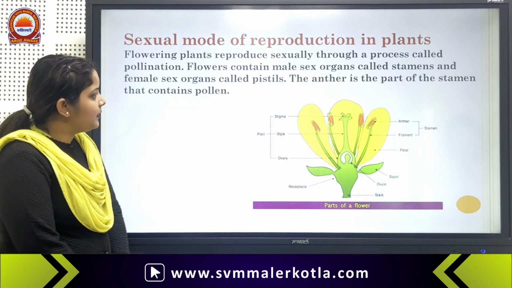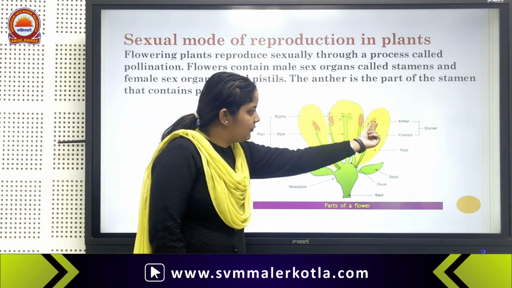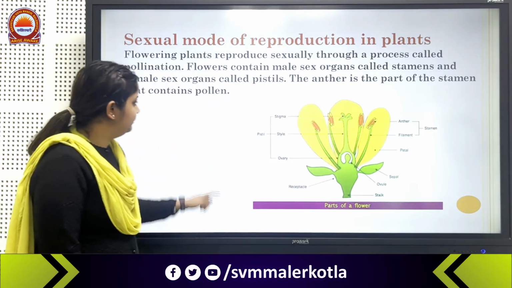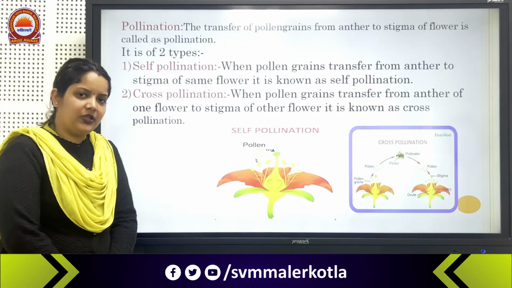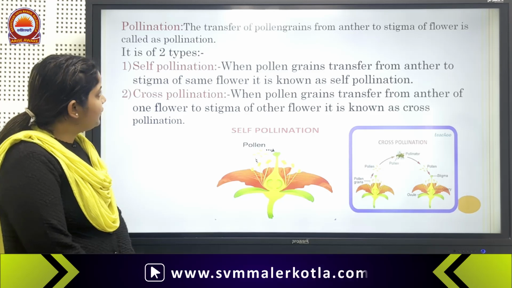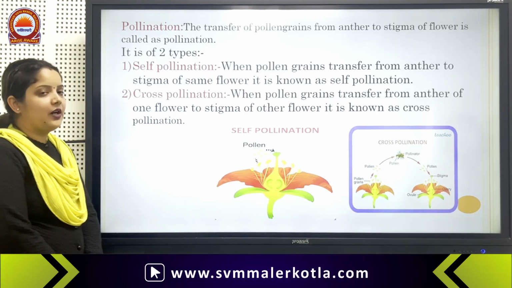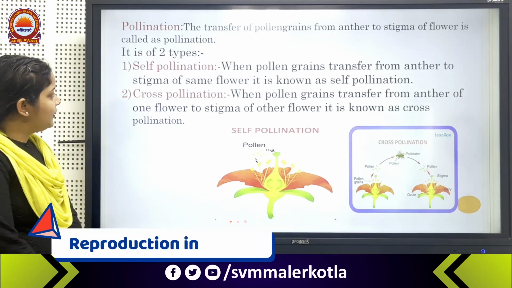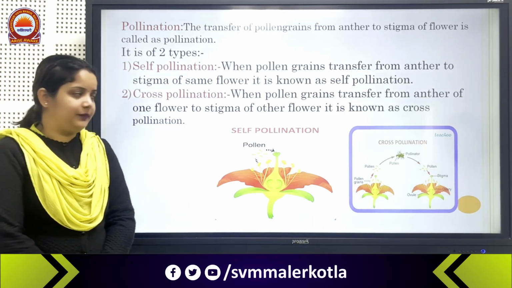Then the anther is the part of the stamen that contains the pollen. So pollen grains are present in the anther of the flower. Then further, you should also know what is pollination. Pollination is the transfer of the pollen grains from the anther to the stigma of the flower. It is also of two types. The first one is self-pollination and the second one is cross-pollination.